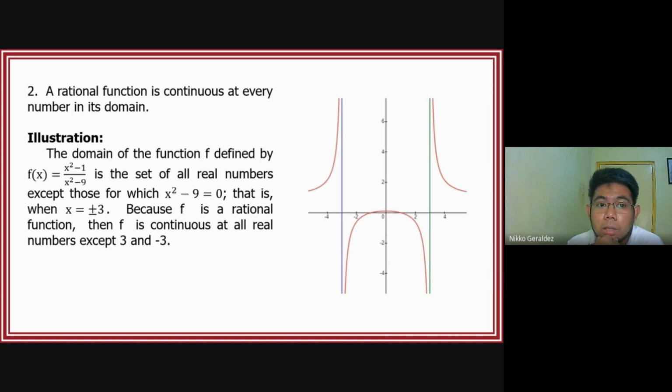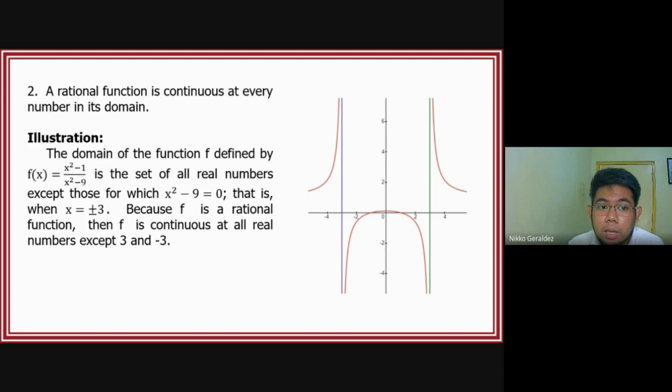So, pag rational function naman, yung value ng x mo na i-zero yung denominator, discontinuous siya doon. So, a rational function is continuous at every number in its domain. Continuous lang siya sa domain.